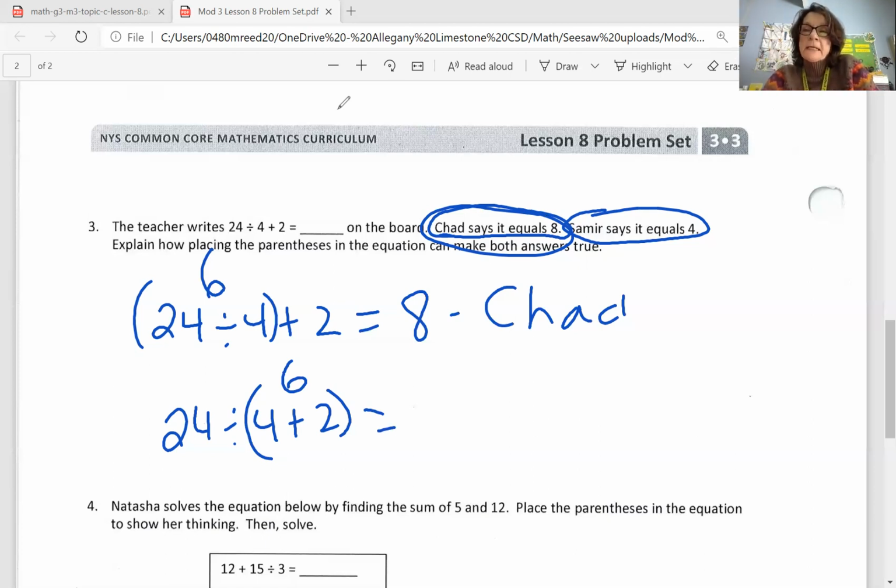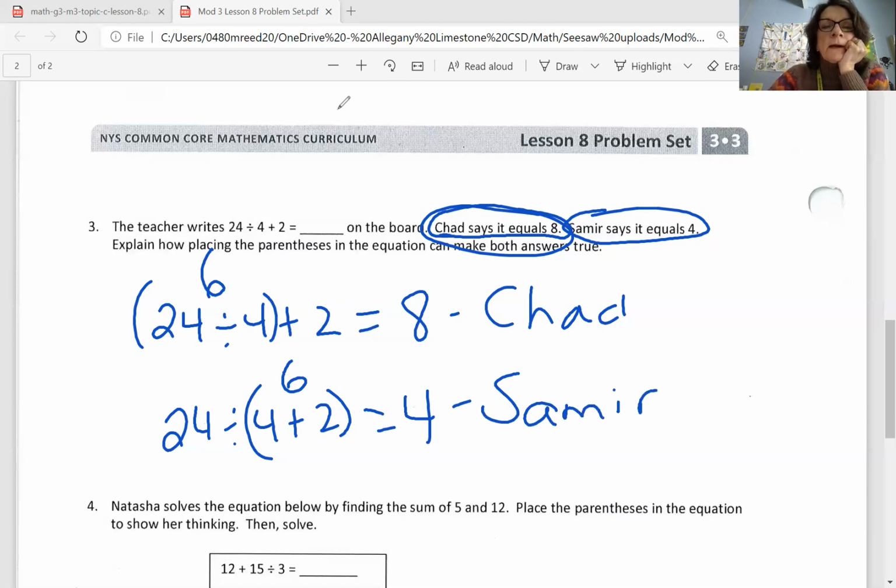I'm going to skip count by 6 till I get to 24. 6, 12, 18, 24. My answer is 4. 24 divided by 6 equals 4, and that is Samir's answer. Okay, so now we showed our work, but it really does say explain.